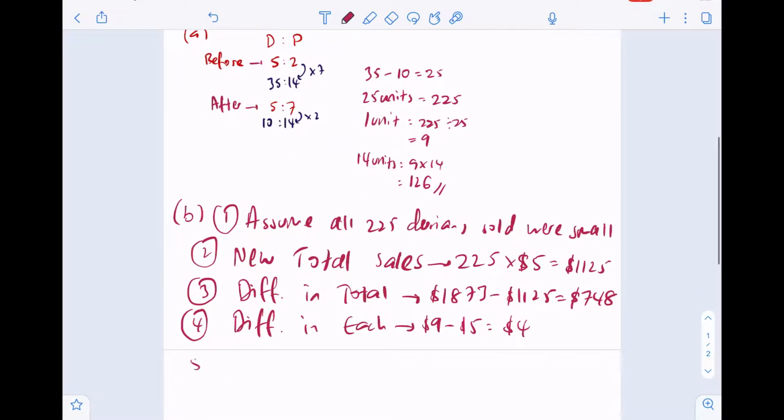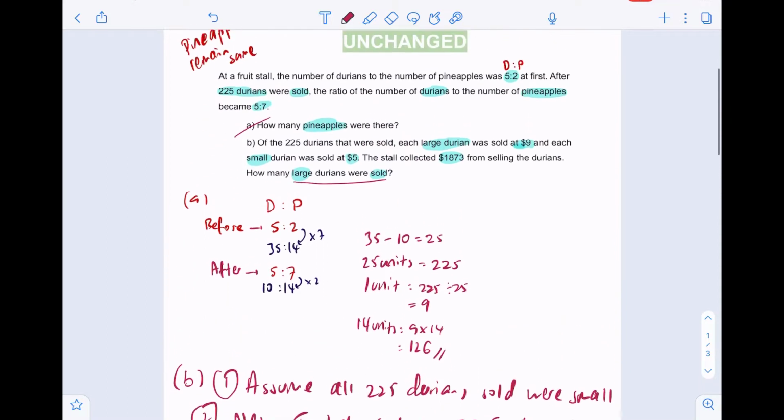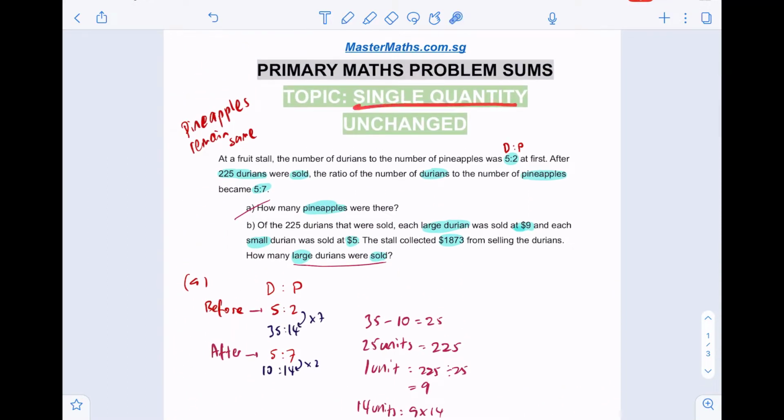The final step will enable us to find the answer, which is the number of large durians, which is just the big difference divided by the small difference. So 748 divided by 4 gives us a final answer of 187 large durians. Again, this question tests on two concepts: single quantity unchanged, whereby pineapple remains the same, and assumption method.